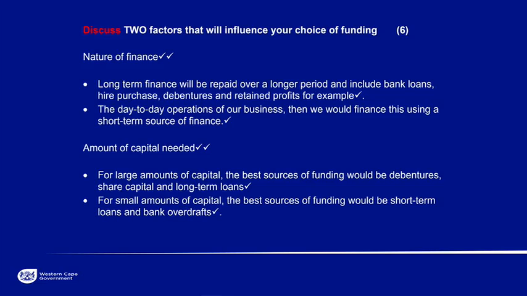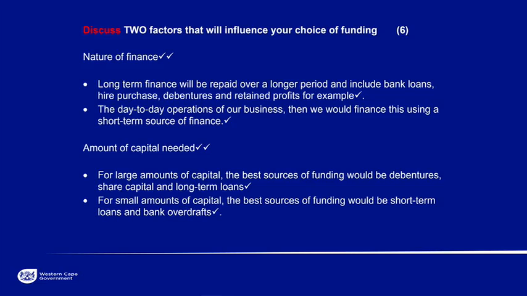So you can write for large amounts of capital, the best source of funding would be debentures, share capital, and long-term loans, or for small amounts of capital, the best source of funding would be short-term loans and bank overdrafts. One of those 2 would be sufficient. So when you are looking at a question like this, where you ask to discuss 2 factors or name and explain 2 factors, whenever you have to name the item, it's going to be 2 marks for naming and 1 mark for the explanation part.